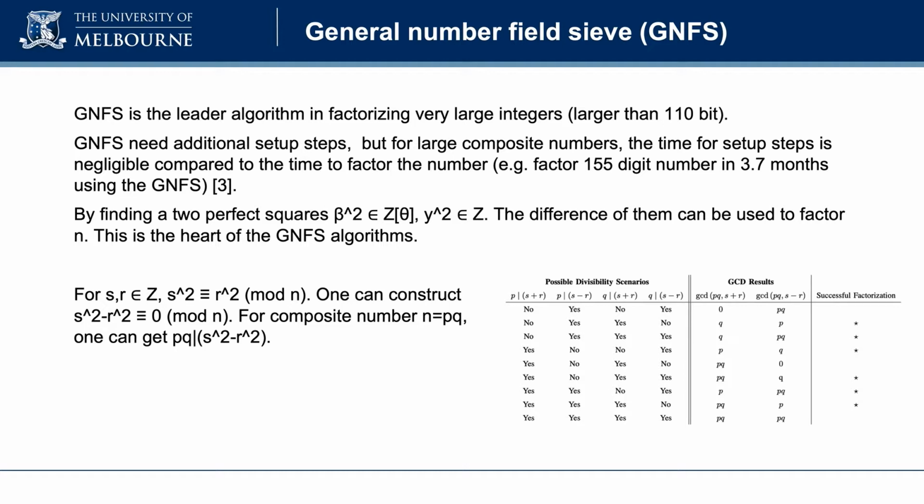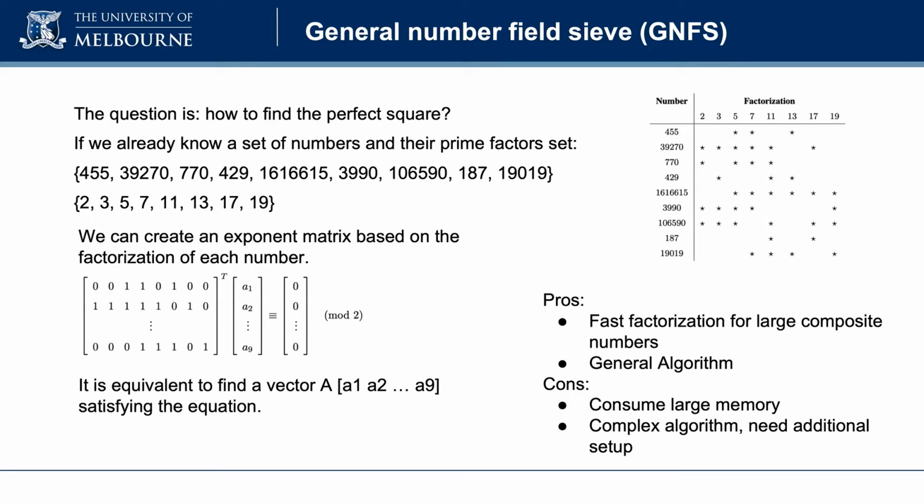The question is, how do we find the perfect square? Let's say we already have a set of numbers and their prime factor sets. Each number can be written in prime factor exponent notation. We can create an exponent matrix based on that. For a perfect square, the sum of all exponents must be divisible by 2. It's equivalent to finding a vector A solving the equation.